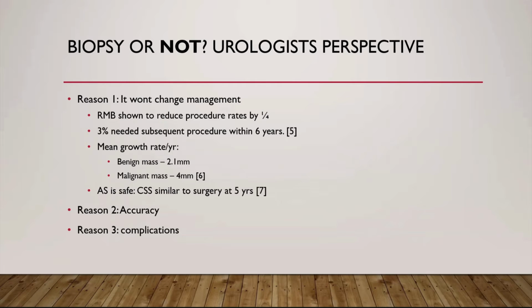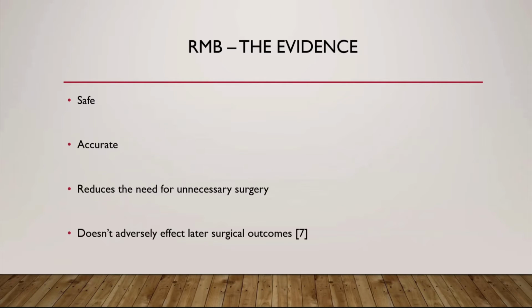And other reasons that urologists give for not doing a biopsy is it's not accurate enough, which we've spoken about, and patients might get a complication, which is true, but we've spoken about that as well. So in summary, what the current evidence tells us about renal mass biopsies is it's safe, it's accurate, it reduces the need for unnecessary surgery in some cases, and it doesn't affect the surgical outcomes.